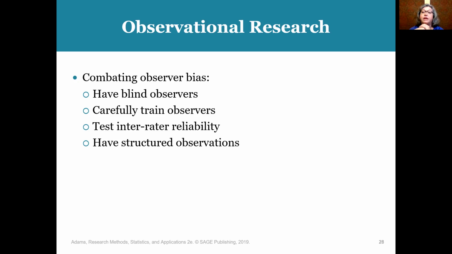Those blind observers make a big difference. We don't want them to know the hypothesis necessarily, because if they know the hypothesis, they might actually be unknowingly, and not necessarily trying to do it, employing bias if they knew the conditions and the hypotheses. To combat observer bias, obviously we want to train our observers.